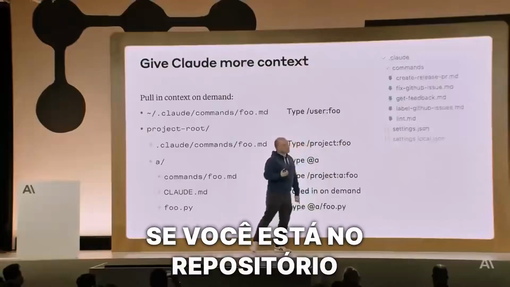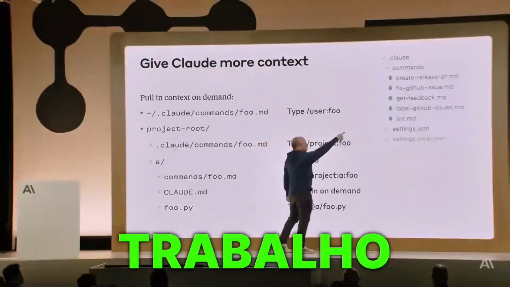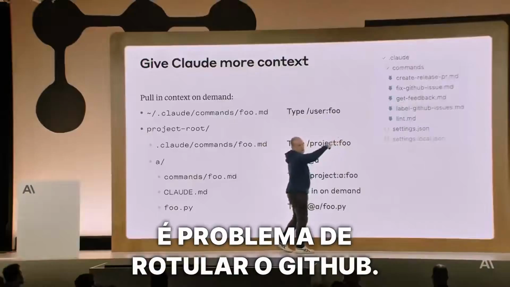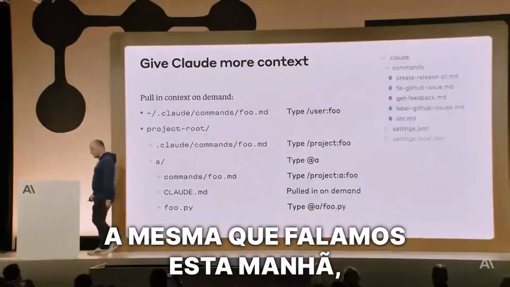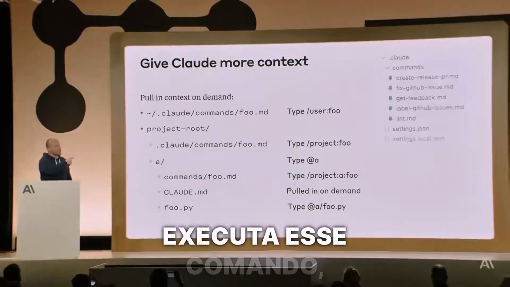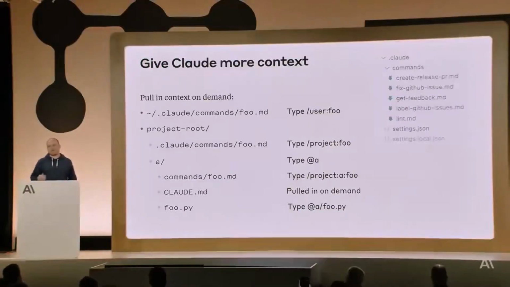For example, if you're in the Claude Code repo and you see issues getting labeled, that's actually this workflow running here. It's labeled GitHub issues. We have a GitHub Action running, the same one we talked about this morning, where Claude Code will run this command, and it's just a slash command. It'll run, and it'll label the issues, so humans don't have to. It just saves us a bunch of time.